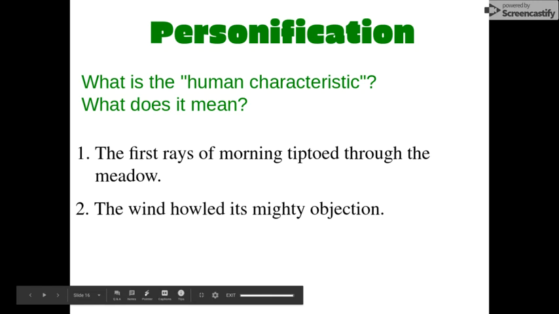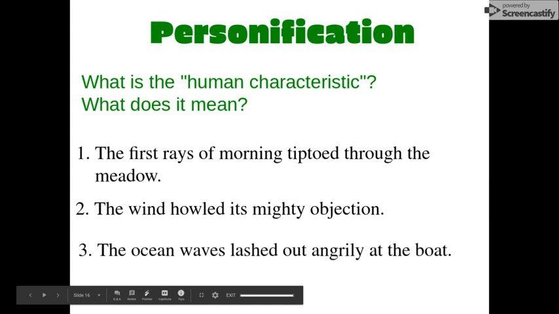Or the wind howled its mighty objection. The wind isn't actually howling like a human would. It's just making a lot of noise. And the ocean waves lashed out angrily at the boat. So the human quality would be it lashed out angrily, but really there's just a lot of waves, okay? It's not actually becoming angry like a person would. It's creative.